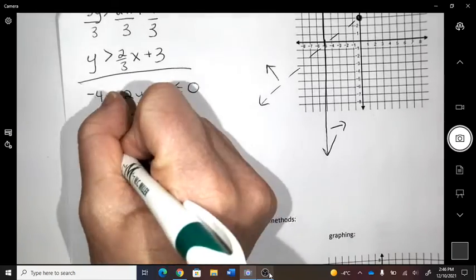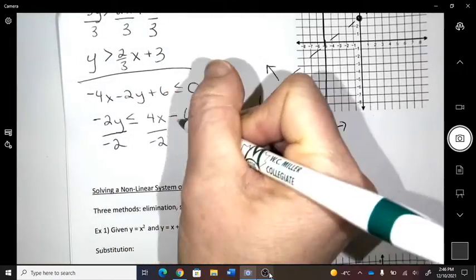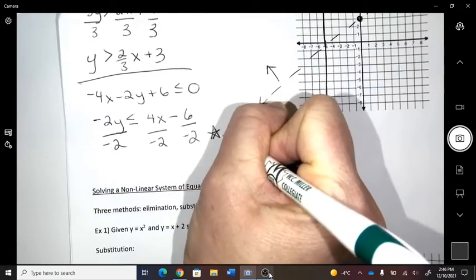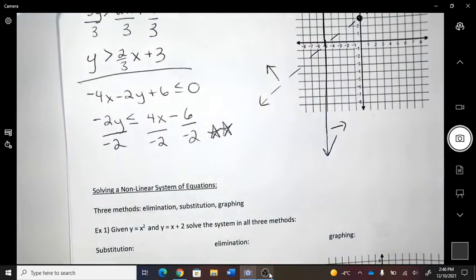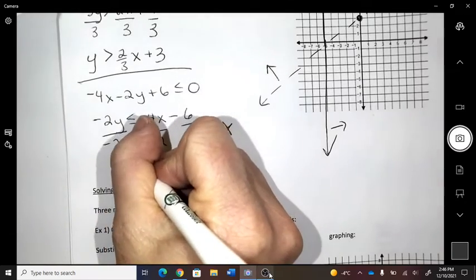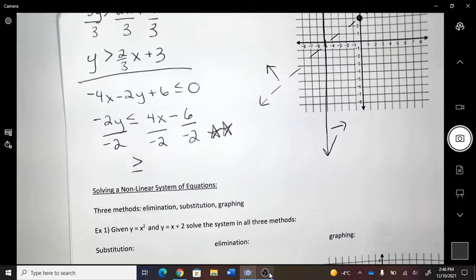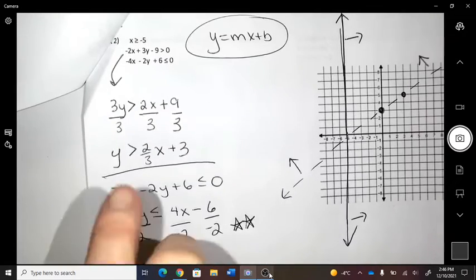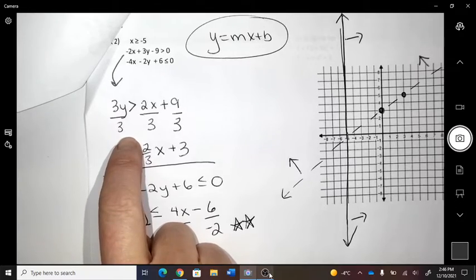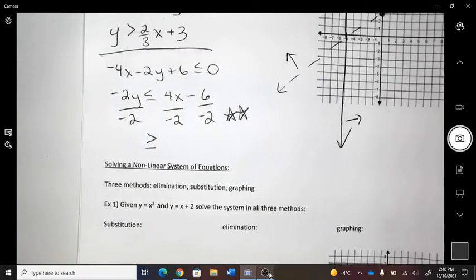Divided by -2. Okay, something crazy is going to happen here. In math, there's a rule. If you ever have to divide or multiply by a negative number, that happens. It makes my sign flip-flop. We didn't have to last time because what were we doing? We divided by a positive 3. Didn't have to worry.